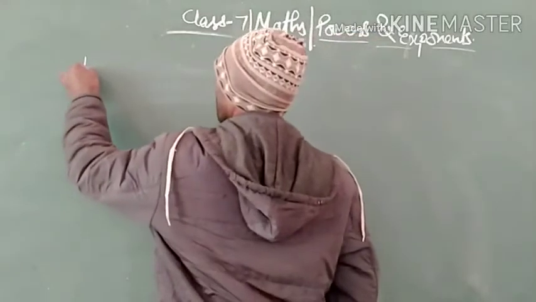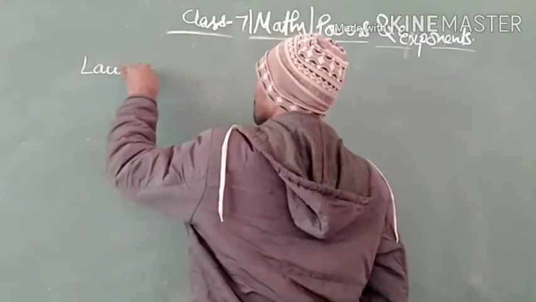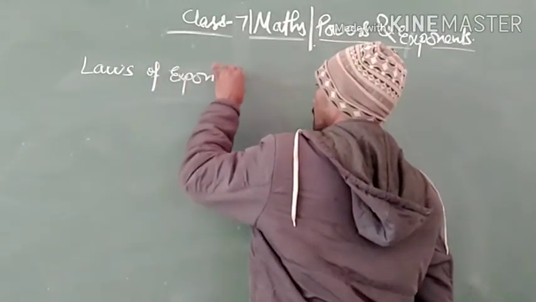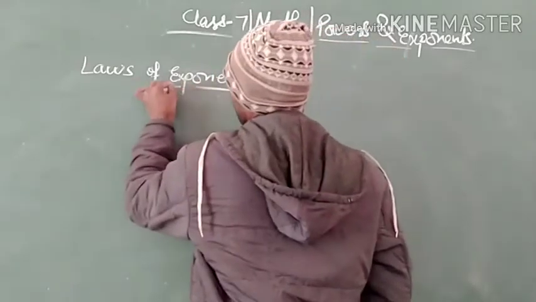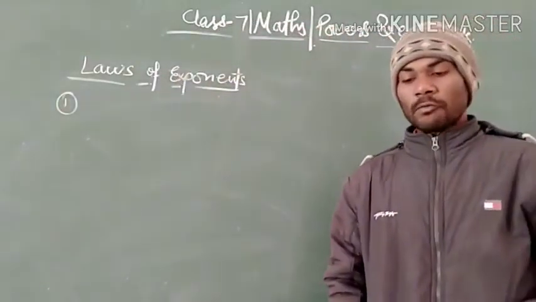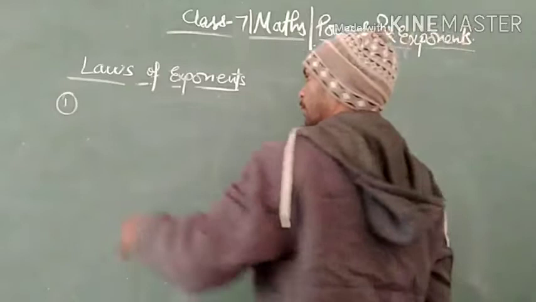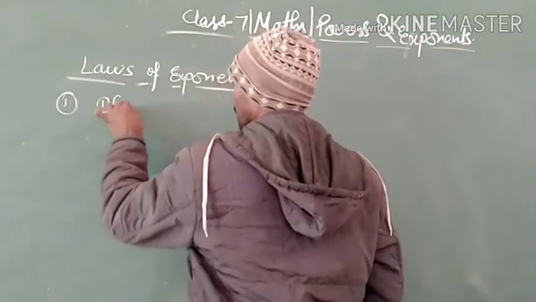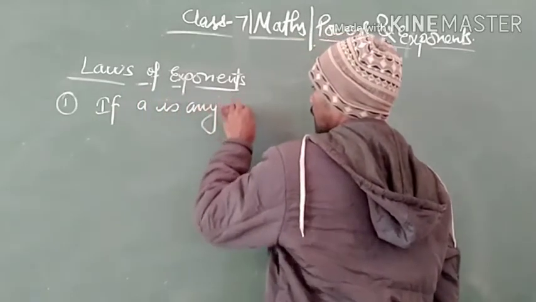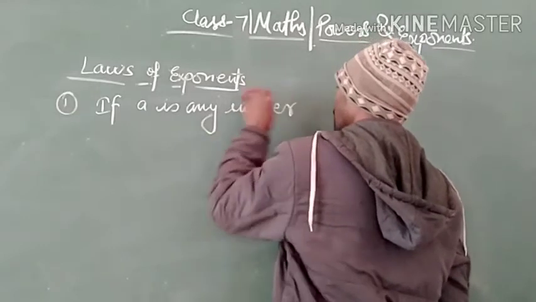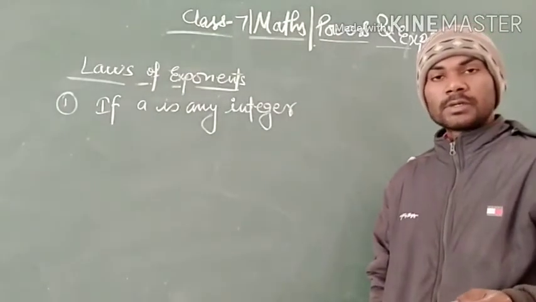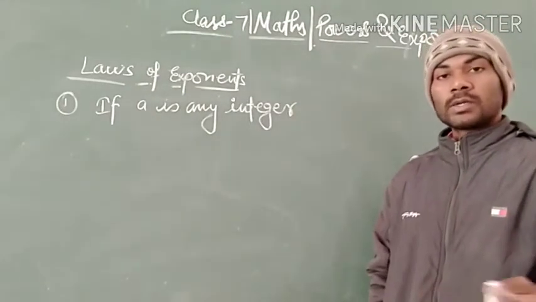So our today's topic is laws of exponents. So, what is the first law? The first law is, if A is any integer, which means it may be positive or negative.